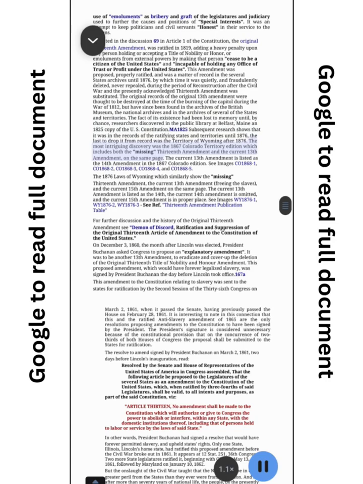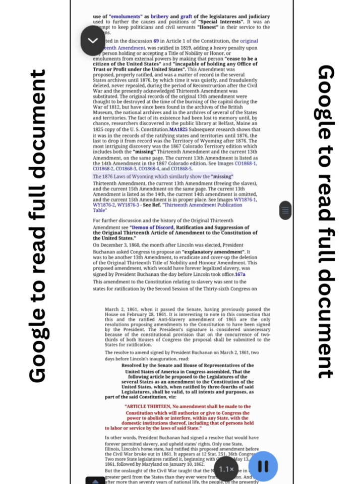The most intriguing discovery was the 1867 Colorado Territory edition, which includes both the missing 13th Amendment and the current 13th Amendment on the same page. The current 13th Amendment is listed as the 14th Amendment in the 1867 Colorado edition. See images CO 1868-1, CO 1868-2, CO 1868-3, CO 1868-4, and CO 1868-5.